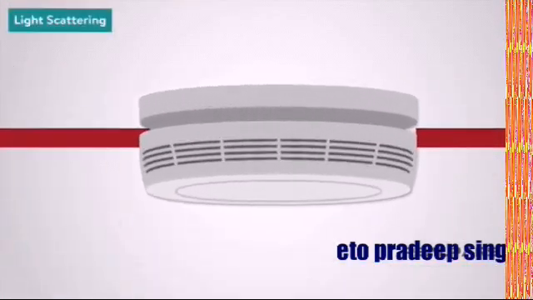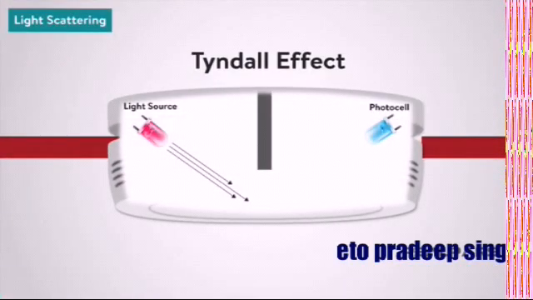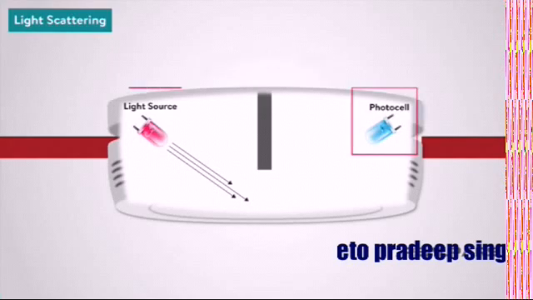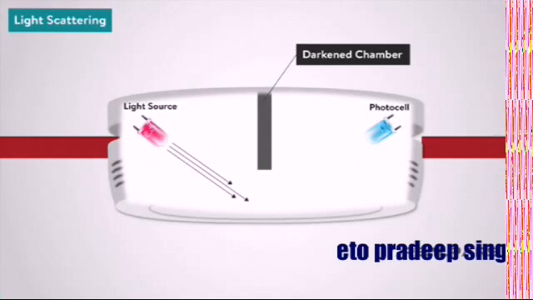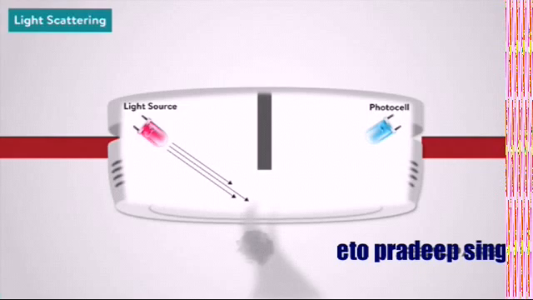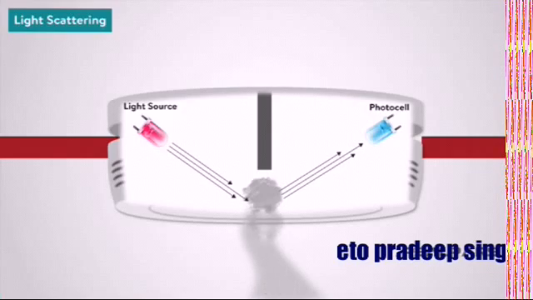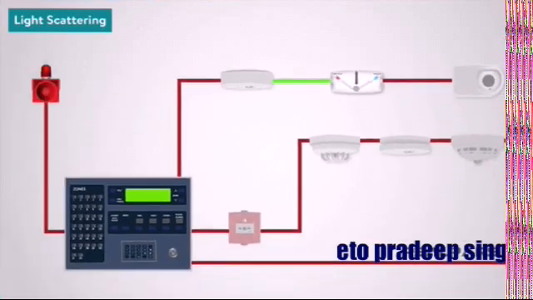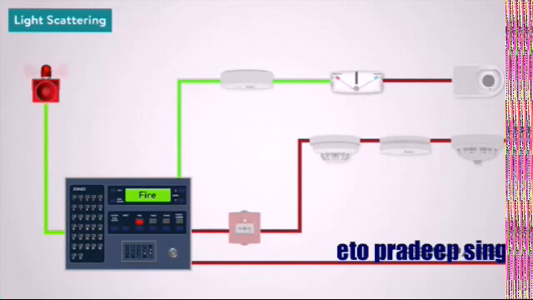The light scattering smoke detector operates on the Tyndall effect. A photocell and light source are separated from each other by a darkened chamber, such that the light source does not fall on the photocell. The passage of smoke into the chamber causes the light from the source to be scattered and fall on the photocell. The photocell output is being used to initiate an alarm.